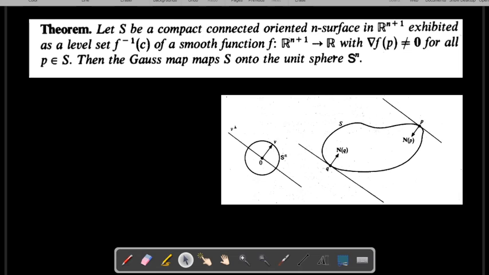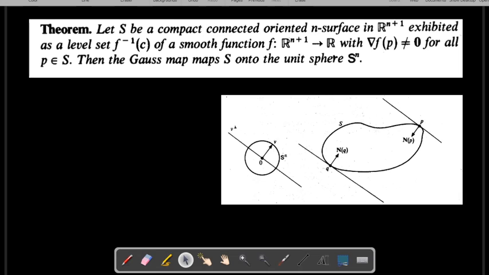So the theorem states that let S be a compact connected oriented n-surface. Remember this, only in the case of a compact connected oriented n-surface this property exists. It is a compact connected n-surface, exhibited as a level set f inverse of c, that is S is equal to f inverse of c of a smooth function f from R^(n+1) to R with del f of p not equal to 0 for all p element of S. Then the Gauss map maps S onto the unit sphere Sn.